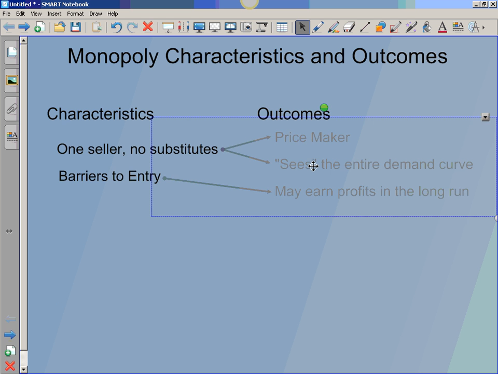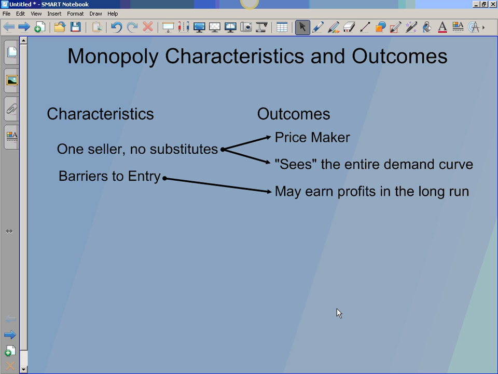The outcomes that they lead to are that the firm is a price maker. In other words, they get some power in setting the price. Now, they don't have total price control, or I should say that while they can set the price of the good, they can't choose how much people are going to buy. But they do have the ability to set the price just knowing that they'll sell more or less. And that's because they see the entire demand curve. So whereas the PC firm saw a perfectly elastic demand curve that was just part of the market demand, the monopoly is the market, so it sees all of the customers in the market as its demand.